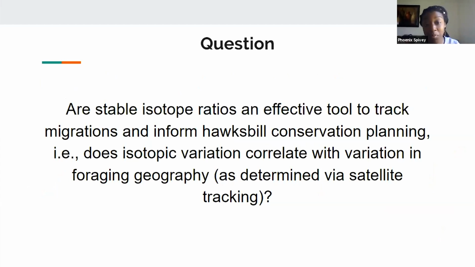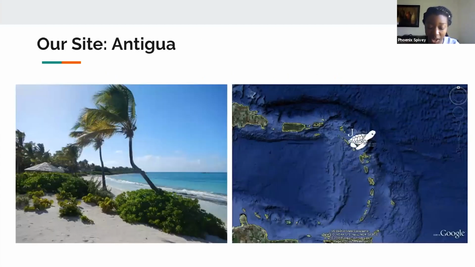And so our work took place in Antigua. Antigua is located in the Eastern Caribbean Sea, and it's a part of the Leeward Islands in the West Indies. This island contains many coral sites and nesting beaches for the hawksbill sea turtles. And there, one of the organizations that we partner with, the Jumbie Bay Hawksbill Sea Turtle Project, has been monitoring the hawksbill nesting beaches in Antigua from June to November since 1987.